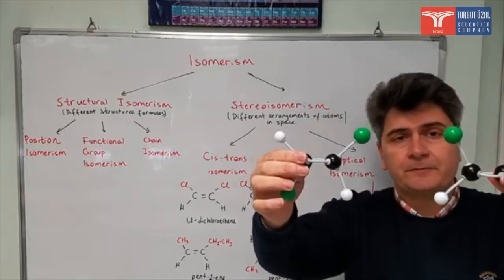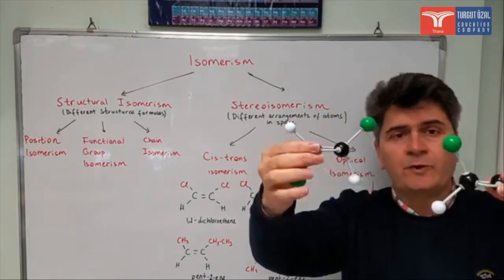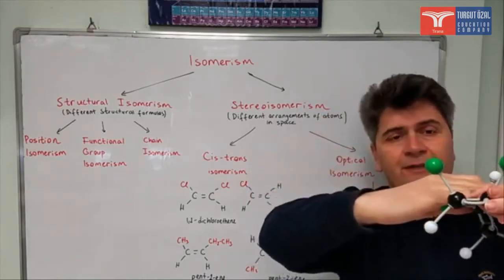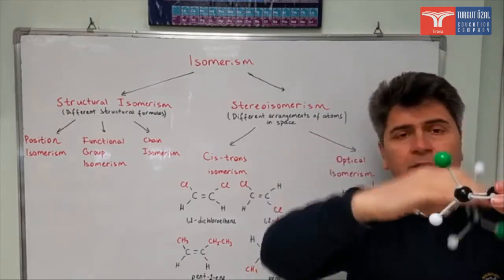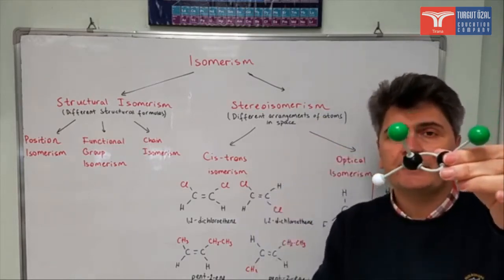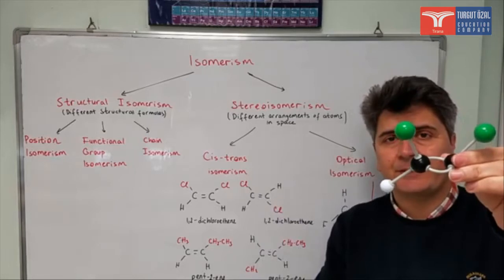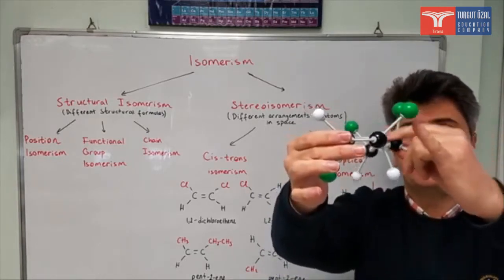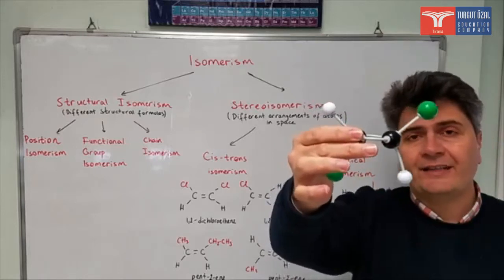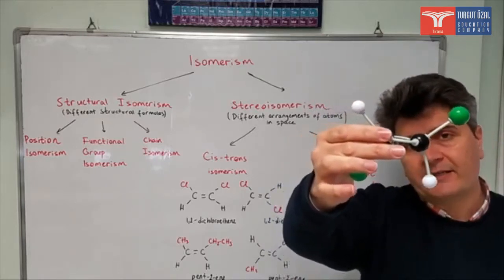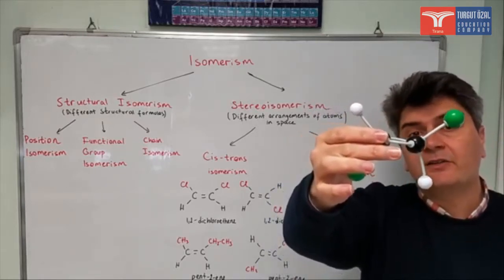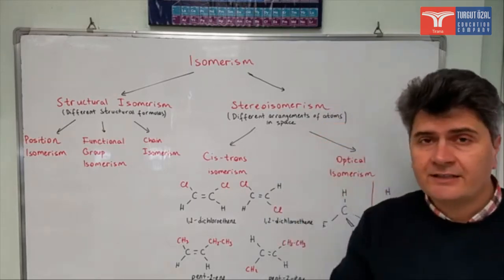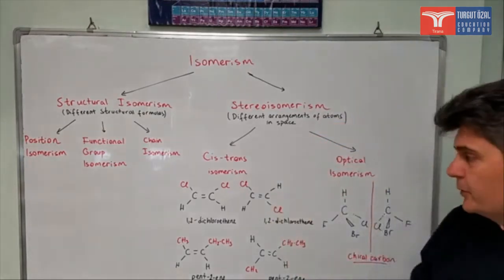When we have such compounds, when the similar groups are attached on the same side of the molecule like these, such compounds are called cis compounds. However, if similar groups like these green and that green are attached on opposite sides, these compounds are called trans compounds. Let's show them on the whiteboard.